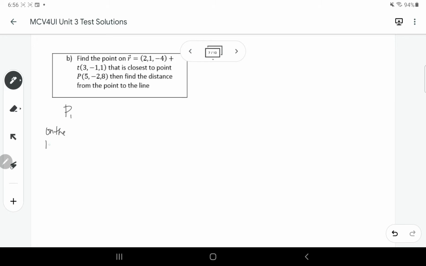on the line that's given, and I'm going to say that P1 is 2 plus 3t, 1 minus t, and negative 4 plus t. This is just looking at the parametric form. Now, if I had this line L and this point P out here, I know that the closest point is going to be perpendicular to the line. So I want to pick this point here for my P1 where I get that 90-degree angle.